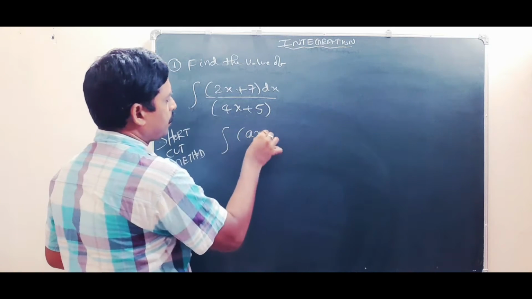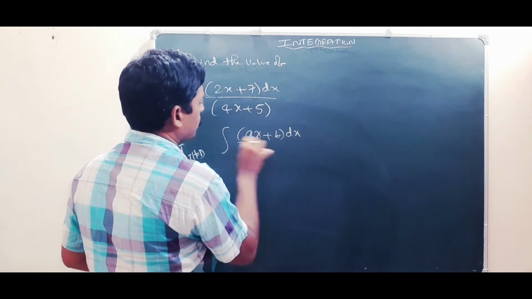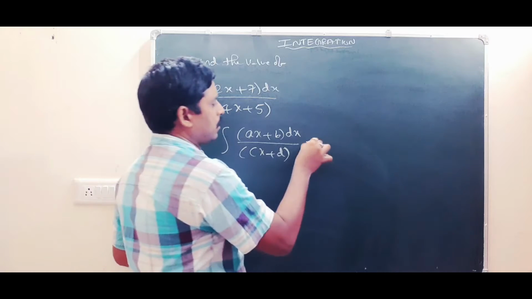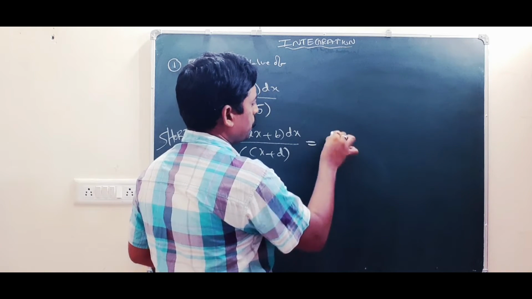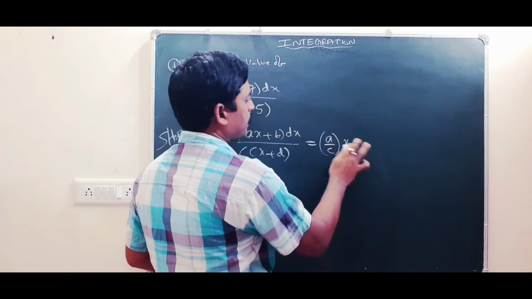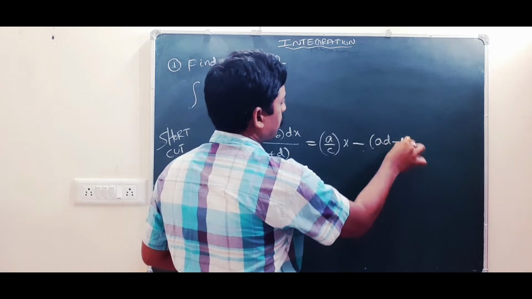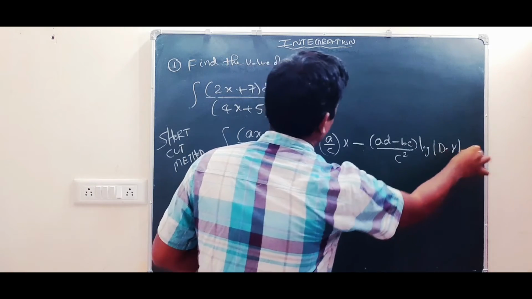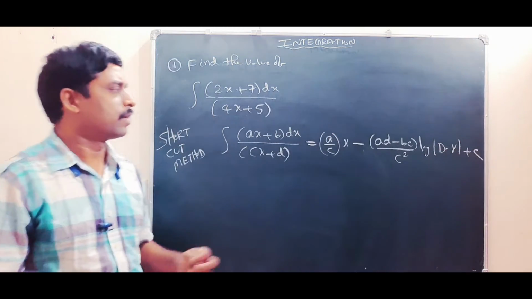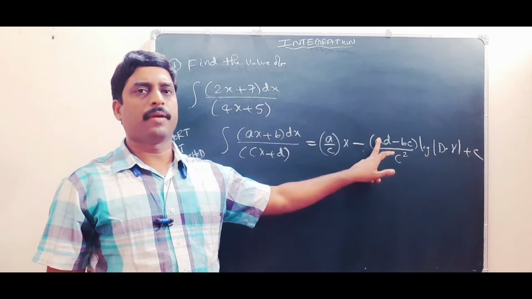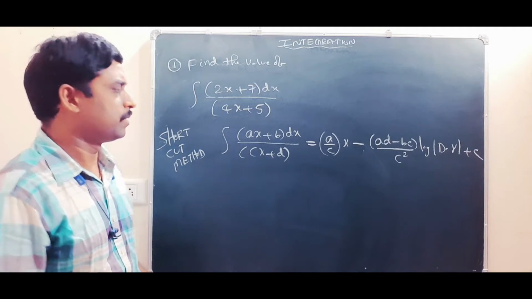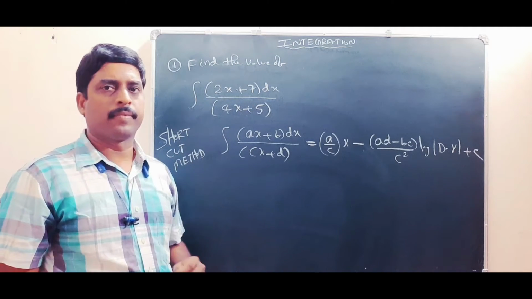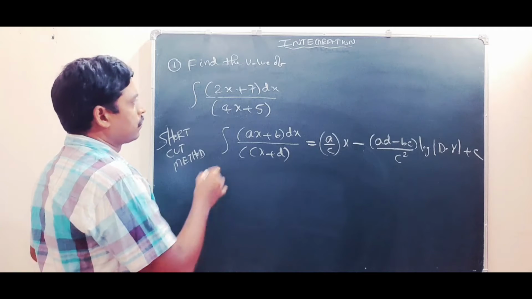Integral ax plus b dx by cx plus d. Okay, it is going to be a by c into x minus ad minus bc by c square into log of denominator. Okay, a by c into x minus ad minus bc by c square into log of denominator, where the ABCD values are 2, 7, 4, 5. Okay, therefore, what is the answer?